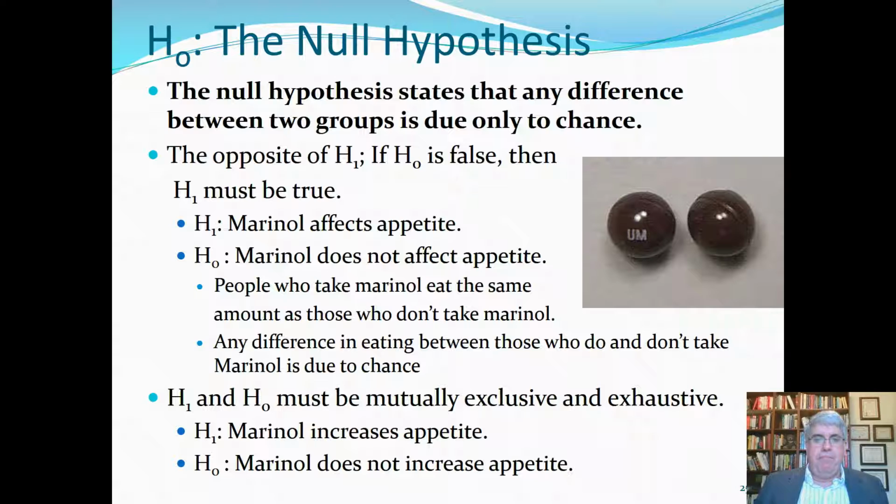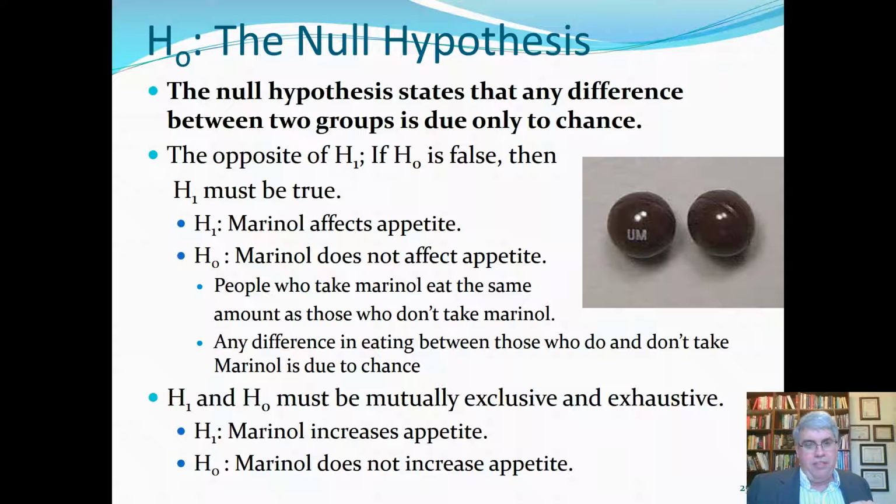Now, the null hypothesis is the exact opposite of the main hypothesis. The null hypothesis says that any difference between the two groups is due only to chance. So if there's a difference in how much people ate, it wasn't due to the Marinol, it was due to chance. Now, the null hypothesis and the main hypothesis are formulated in such a way that the null hypothesis is the exact opposite of the main hypothesis.